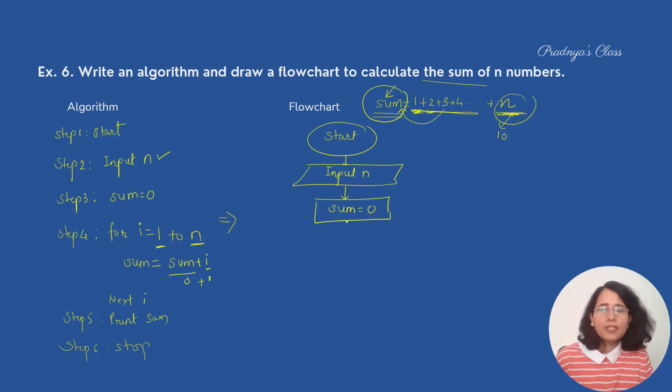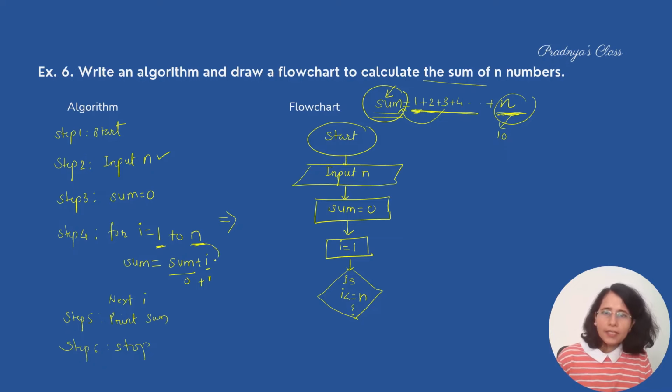And now we have to design the for loop. So the first value of I is equal to 1. That's why it's a processing statement. We are using rectangle. Now we have to use the decision box to check that the value of I is less than or equal to n or not. If it is less than or equal to n, we will keep on adding. So if it is yes, we have to use the processing statement, that sum equals to sum plus I.